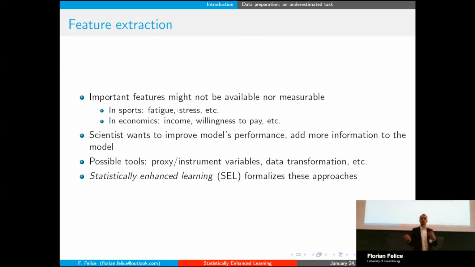So, for example, if you think of sports, one important variable that we need to consider when we build a model is, for example, the stress of a player or the fatigue of a player, which is a very important aspect of the game, but it's something you cannot measure. So you may use other techniques to approximate it and take a proxy for these kinds of variables, and include those in your model later on. It also applies to economics, where you have well-known issues with, for example, the willingness to pay or the income that are not necessarily available to anyone, and you need to find another way to include that information in your model.